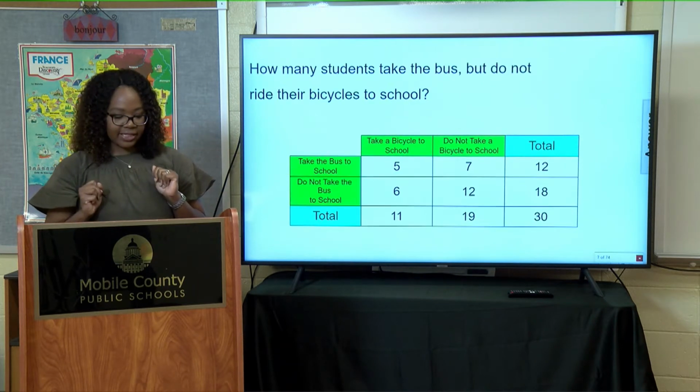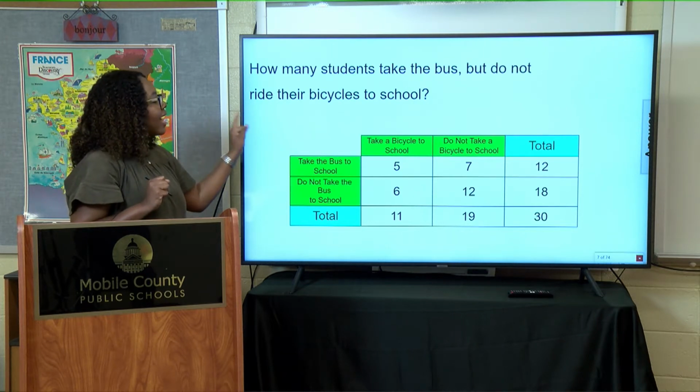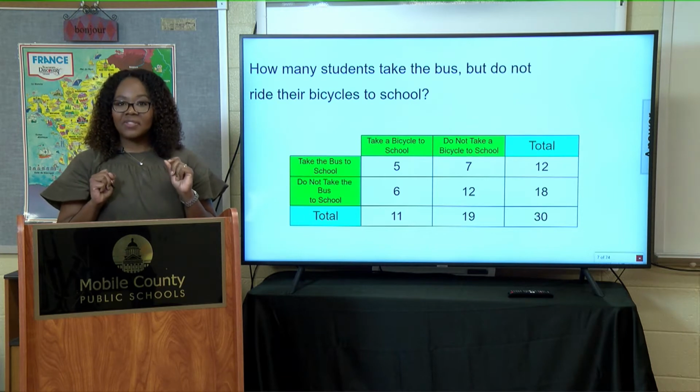Let's take a look at another example. How many students take the bus but do not ride their bicycles to school? Can you identify the two categories we're looking for?